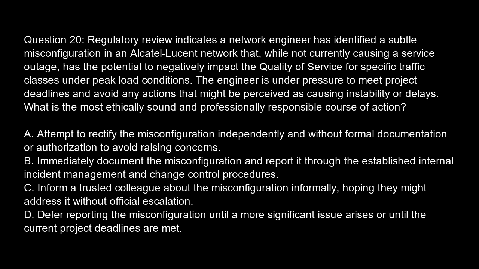Option A. Attempt to rectify the misconfiguration independently and without formal documentation or authorization to avoid raising concerns. Option B. Immediately document the misconfiguration and report it through the established internal incident management and change control procedures. Option C. Inform a trusted colleague about the misconfiguration informally, hoping they might address it without official escalation. Option D. Defer reporting the misconfiguration until a more significant issue arises or until the current project deadlines are met.